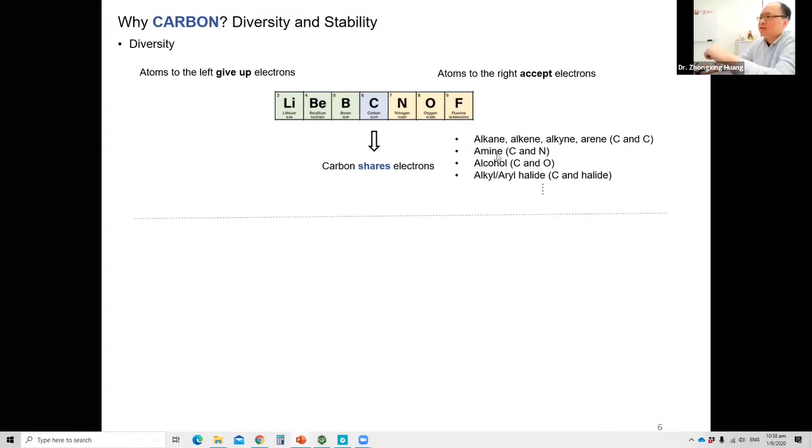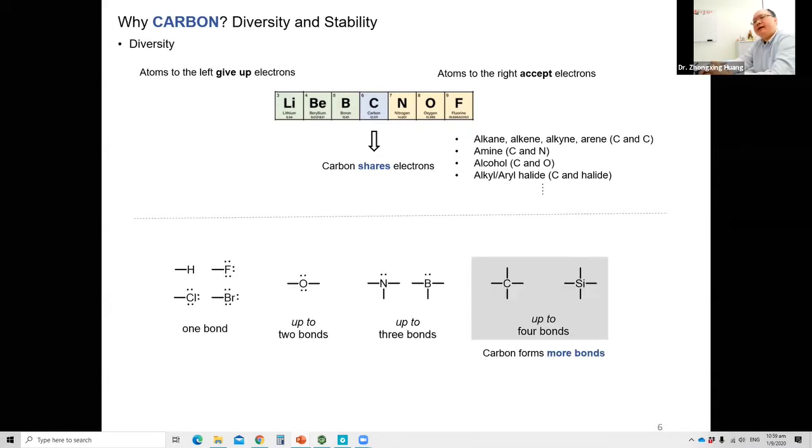You have alkanes. When you share with nitrogen, you have amines. When you share with oxygen, you have alcohols. And you also have different kinds of alkyl halides when you share electrons with fluorine, chlorine, iodine, something like that. Besides being a friendly atom, carbon can form up to 4 bonds. That's quite different, because a halide can only form 1 bond, oxygen 2, nitrogen up to 3, and carbon up to 4. So you have more room to share bonds: not only with different atoms, but more bonds with other atoms.